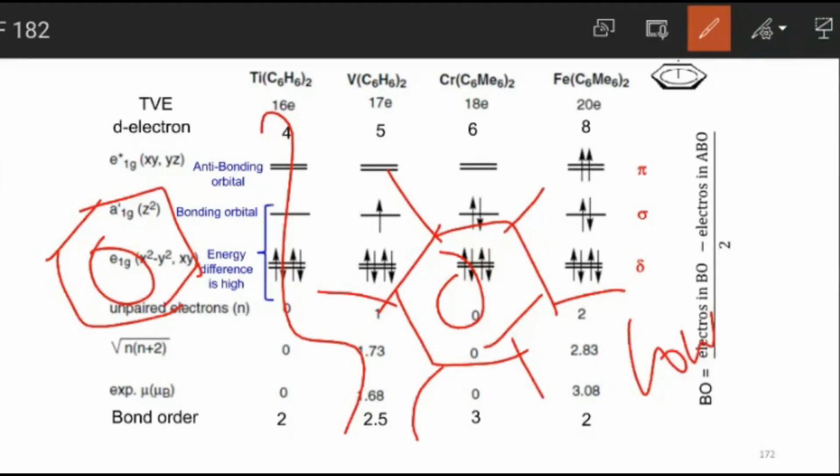Benzene and hexamethyl benzene always adopt and form only low spin complexes. Only in the case of the cyclopentadienyl ligand, manganese, depending upon Cp or Cp star, forms low or high spin. Manganese with the Cp forms a high spin complex. Manganese with the Cp star forms a low spin complex.